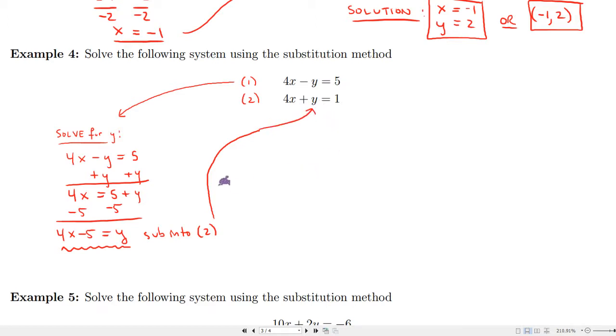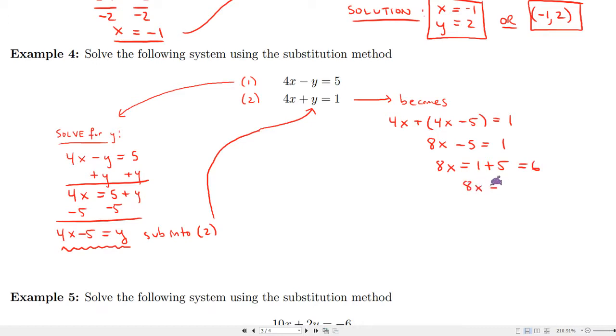Right there, right? y is equal to this. So this becomes 4x plus y, this thing, 4x minus 5 is equal to 1. And so we have 8x minus 5 is equal to 1. So then 8x, adding 5 to this side, 1 plus 5 is equal to 6. So we have 8x is equal to 6.